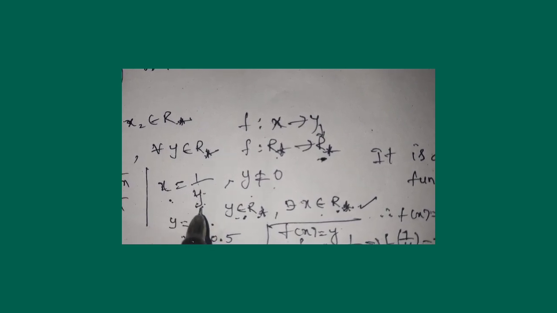So when I take a non-zero real number, then I will get x also as a non-zero real number. How does it come? 1 by 2. 1 by 2 value is 0.5. So it is also a non-zero real number.